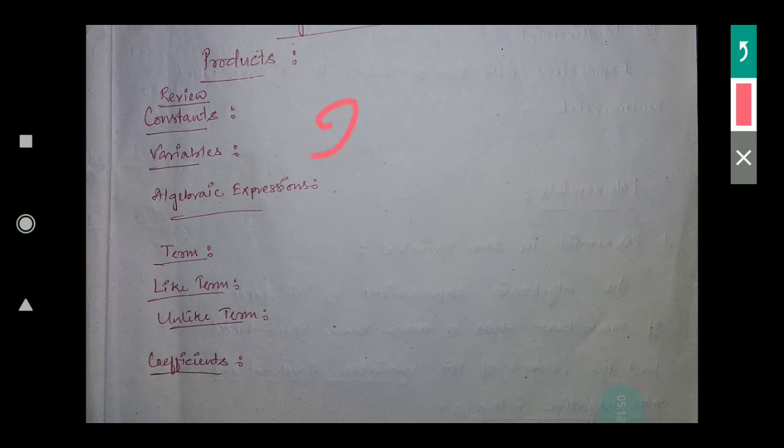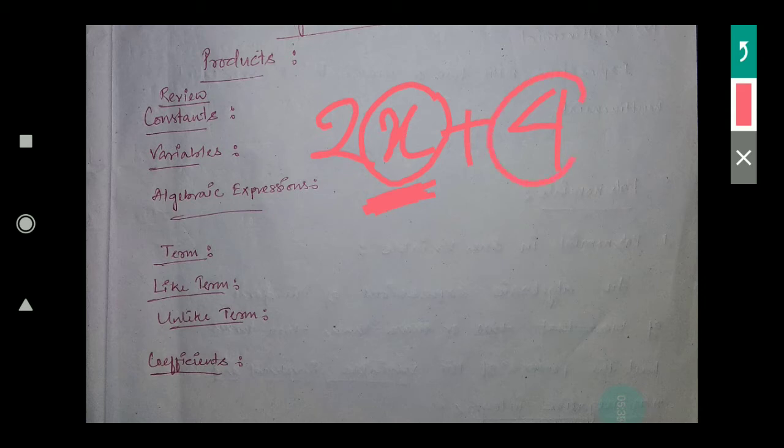Suppose an algebraic expression is given: 2x plus 4. This x is not a number. This is one variable, we will discuss this later. So in 2x plus 4, this x is not a number. So what are the remaining parts?